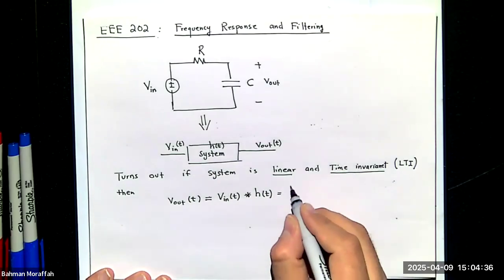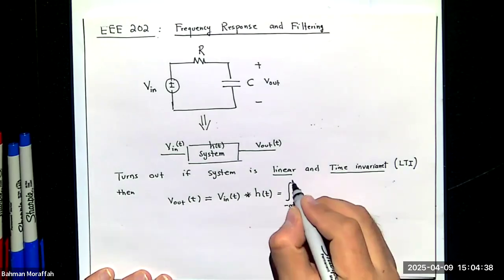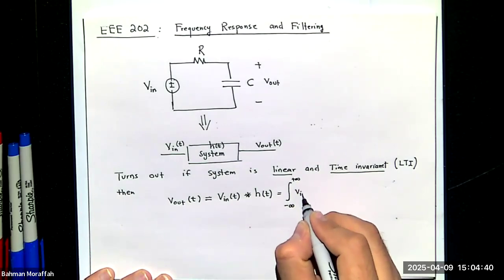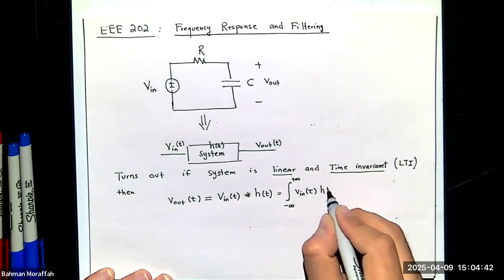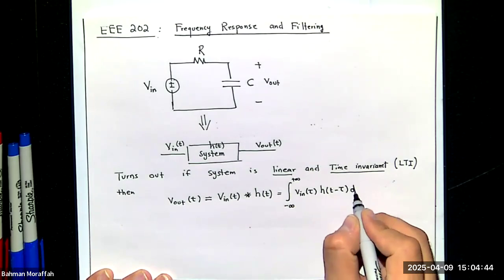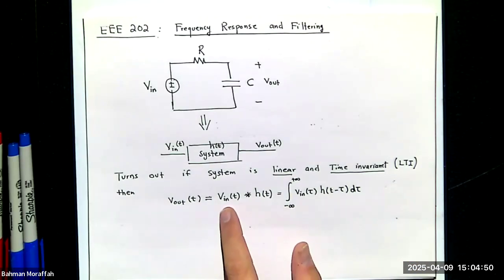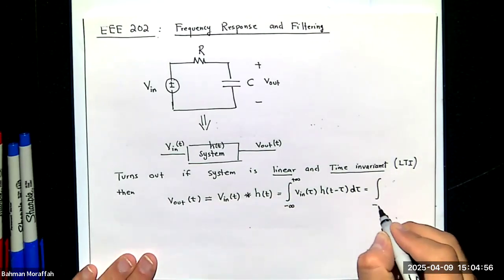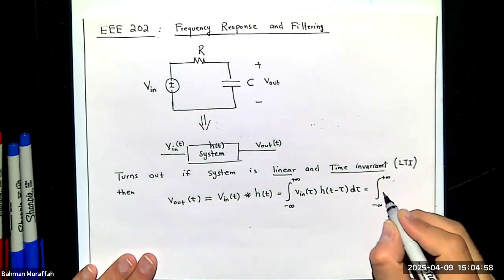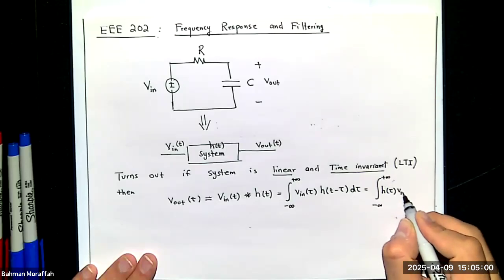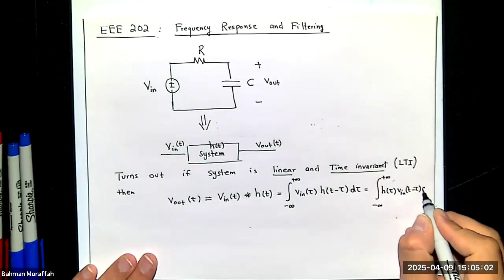Which we define the convolution to be this integral from minus infinity to infinity of V in of tau, h of t minus tau, d tau. And we know convolution is commutative, which means convolution of V in and h of t is the same as convolution of h of t and V in, and therefore we can write this as integral from minus infinity to infinity of h of tau, V in of t minus tau, d tau.